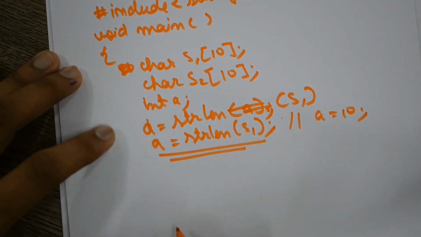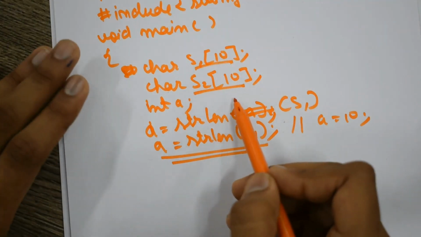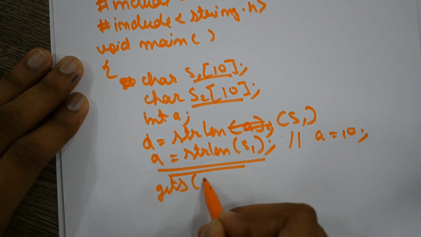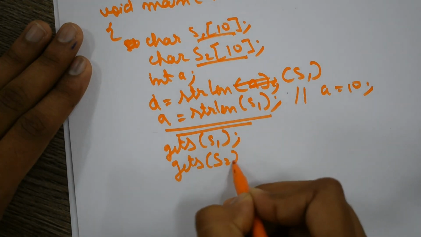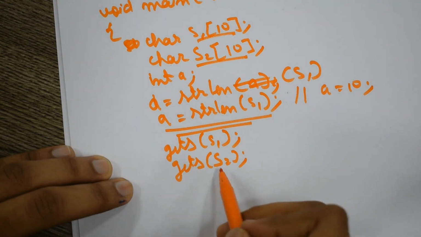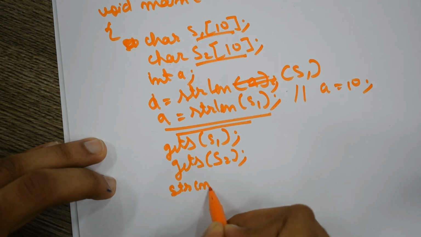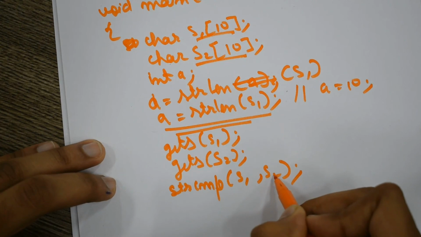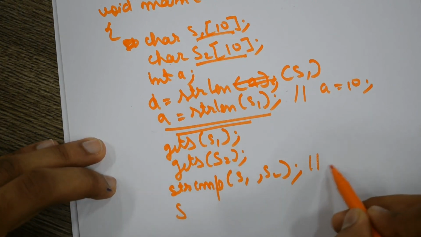Now say, if I want to copy the value of s2 in s1, right now they have no values. So to get the value, let's use the function gets s1. So the user will give the value gets s2. Now the user will give the values. Now let's copy the values. So we want to copy the s2 value in s1. So strcpy s1 comma s2. So s2 will be copied in s1. Now, this has done its copying task.